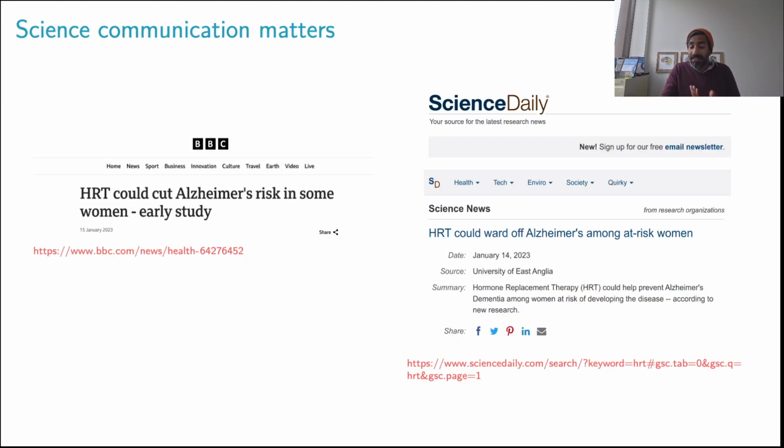Now, this is important because here are two links that you can look into that are focused on that Sala paper, which were published in the news. It says hormone replacement therapy could cut Alzheimer's risk in some women, early study. Hormone replacement therapy could ward off Alzheimer's among at-risk women. Science Daily, BBC, reporting on this research paper, which in fact found that the effect was not there after multiple comparisons. So this is important.